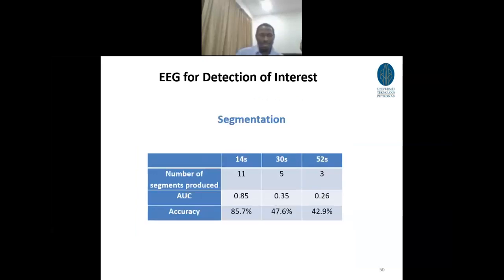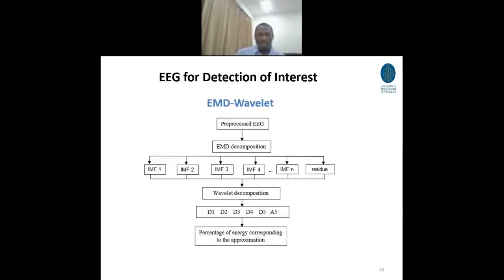Okay, so as I mentioned, same thing over here. I have different possibilities in terms of length of the segment. So we just choose the best one to go to the next stage.